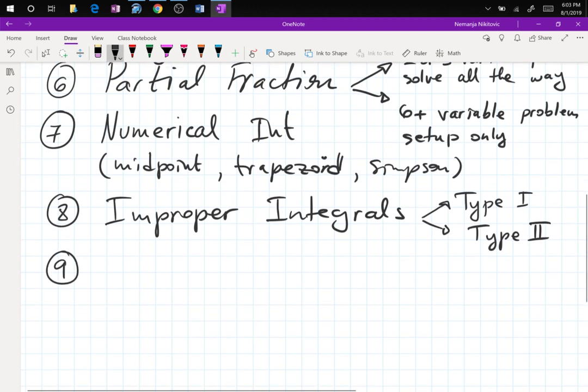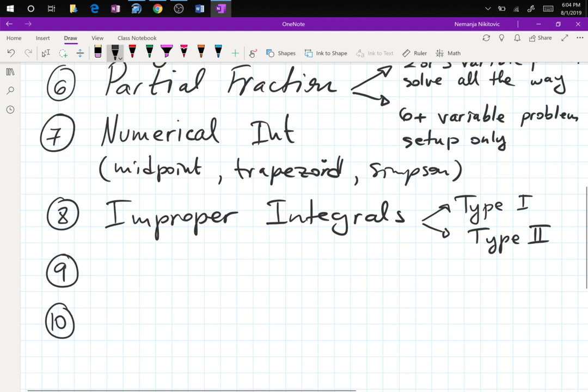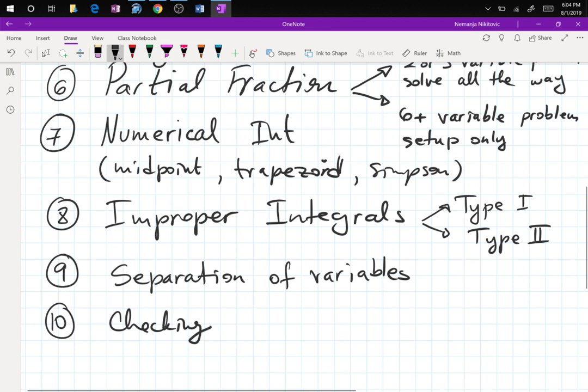Number 9 and number 10 are differential equations. Number 9 will take separation of variables, and 10 checking solutions, which is where you differentiate and plug in and so on. So this is the exam.